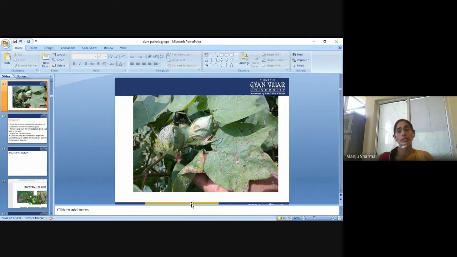These are the symptoms. Here you can see the symptoms on the leaf and also on the boll. After showing the symptoms, the bolls will rupture prematurely and the production will be less.